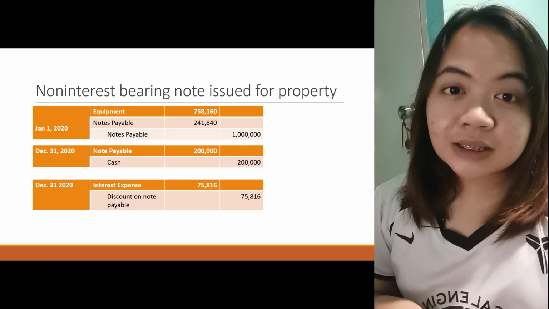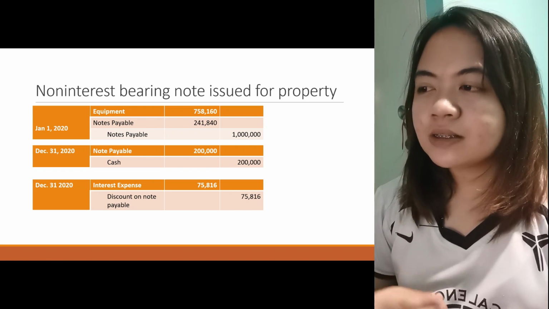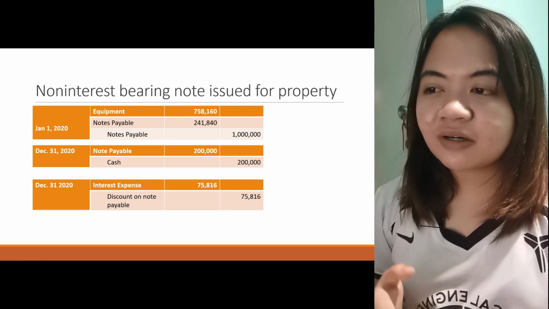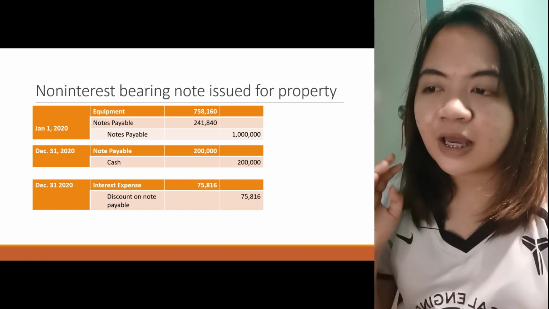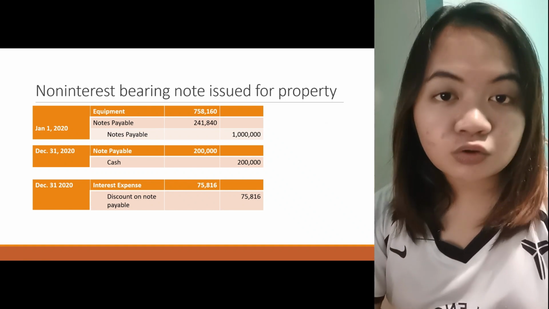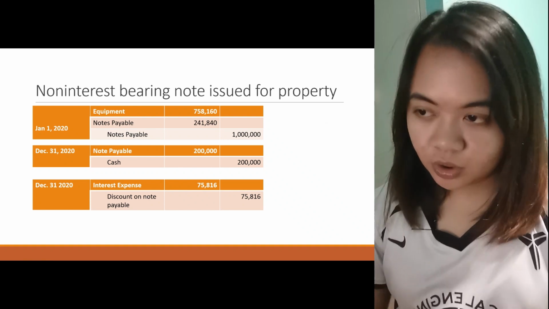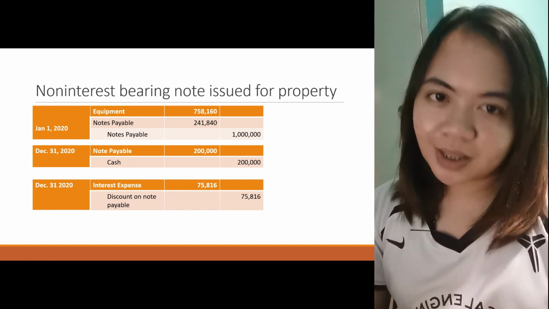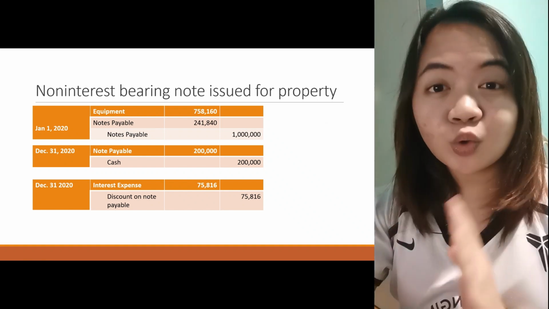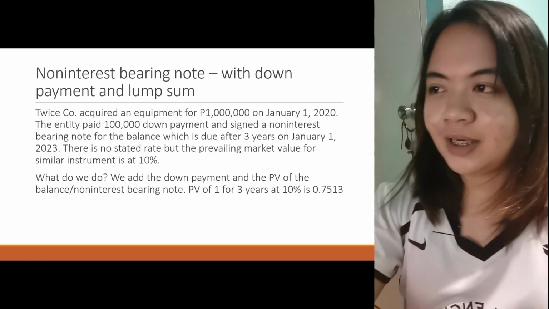Also record the amortization of the interest expense: debit interest expense 75,816 from the table, and then credit discount on notes payable of 75,816 as deduction of your discount. So that's amortization. That's how you do it if there is no cash price, for the respective equipment.